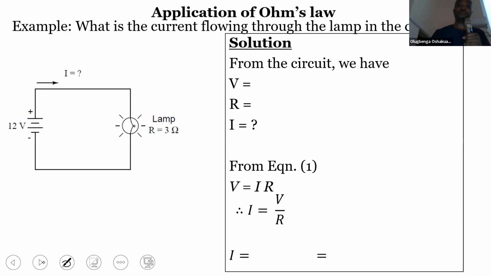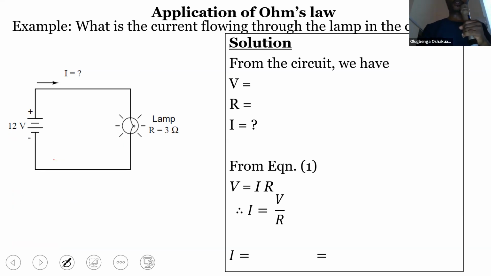So let's have an example. What is the current flowing through the lamp in the circuit? So now the lamp here, we've seen it to be a 3 ohm lamp. The voltage supply, the battery, is 12 volts. What is the current flow?